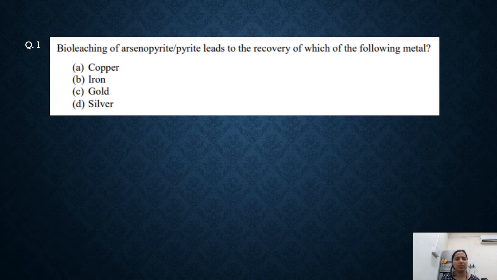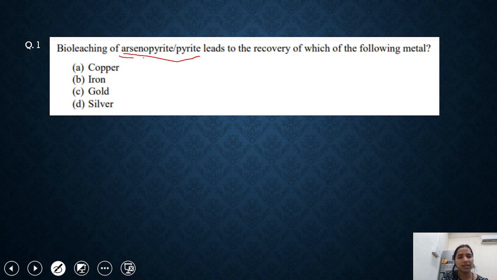First question is: bioleaching of arsenopyrite and pyrite leads to the recovery of which of the following metals? They are asking that from these ores, arsenopyrite or pyrite, which metal is recovered. So what are the options? First is copper, second is iron, third is gold, and fourth is silver. So this arsenopyrite or pyrite is mainly used for the recovery of gold. Sometimes silver is also leached from this, but that flows with the other materials. So mostly it is used for the extraction of gold. So for this question the answer is C.